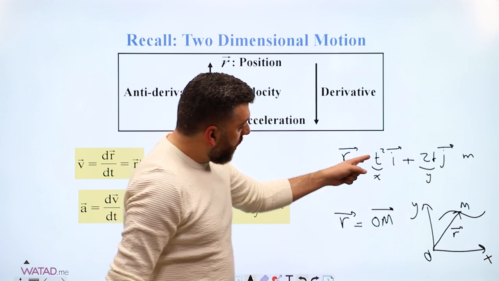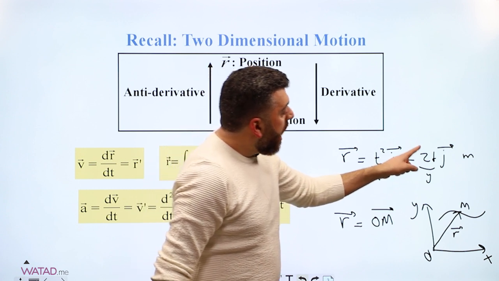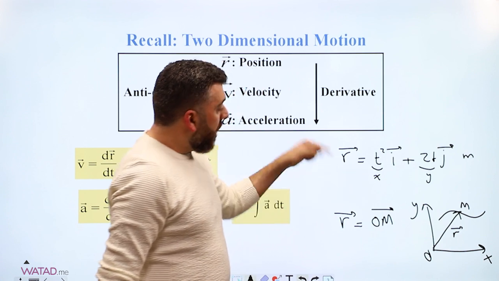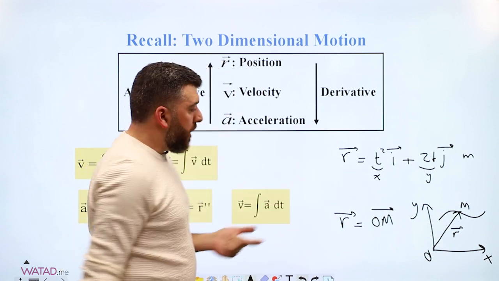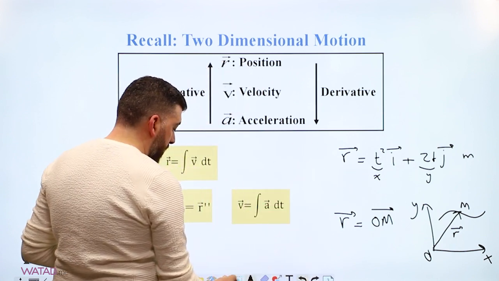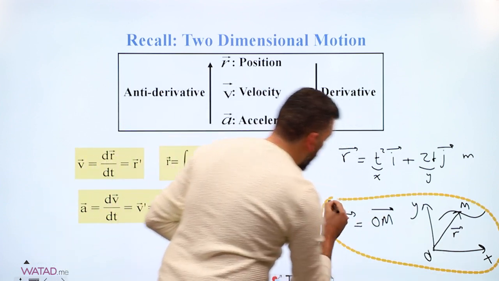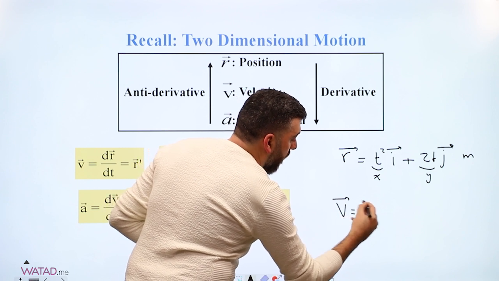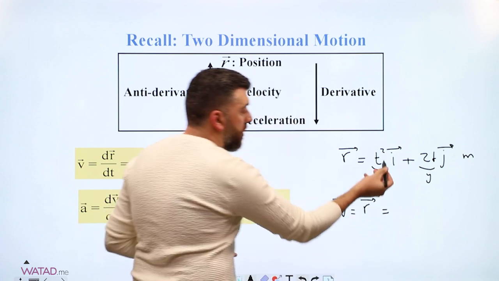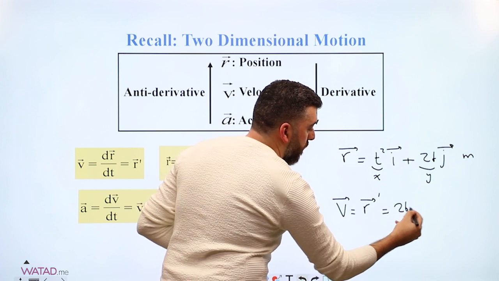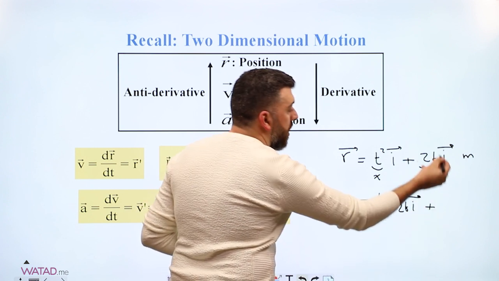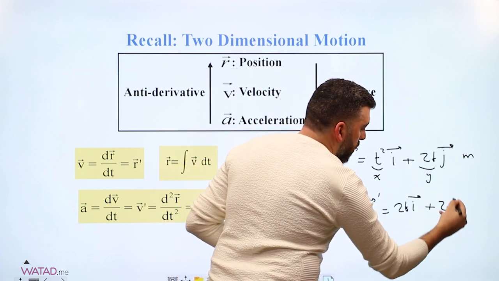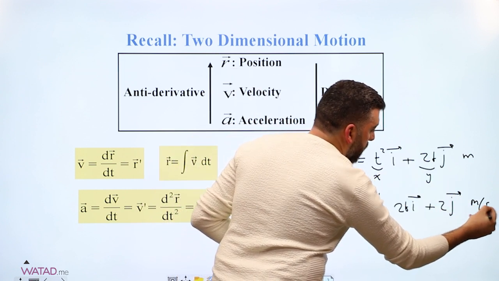So actually t square here represents the abscissa of M, and 2t represents the ordinate of M, which is y. So to find the velocity at any time, we can derive with respect to time. So velocity v is equal to r prime. So we derive x first, it's 2t i, plus the derivative of 2t with respect to time is 2, so it's 2j meter per second.